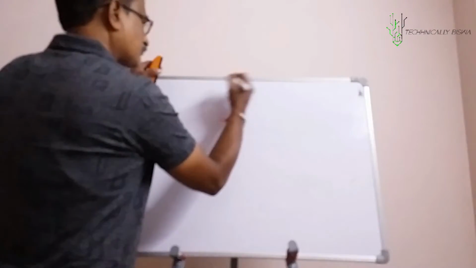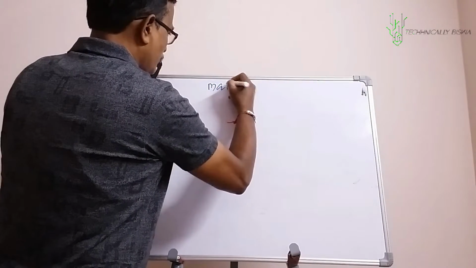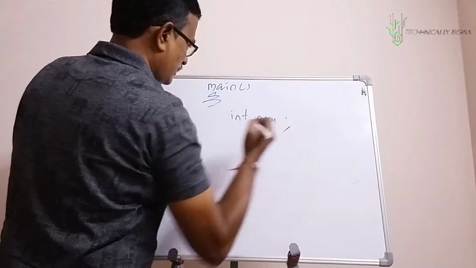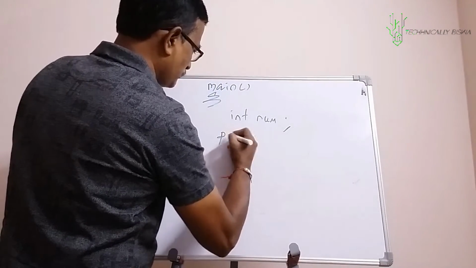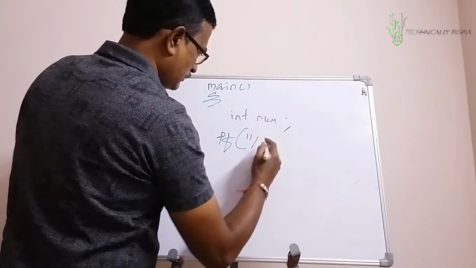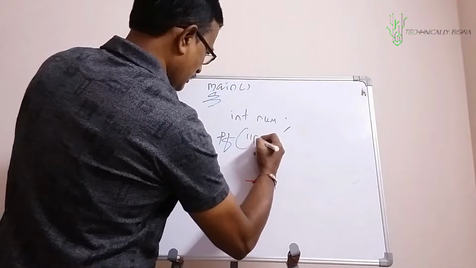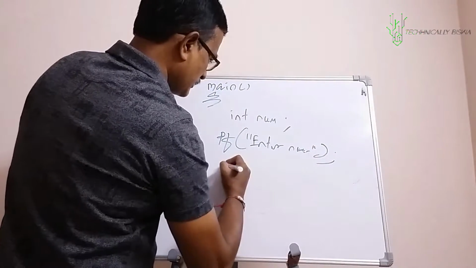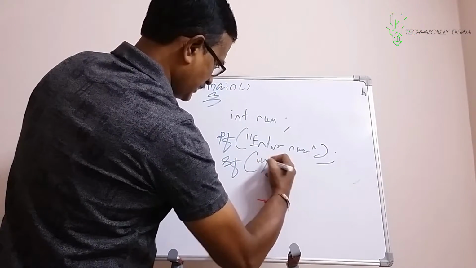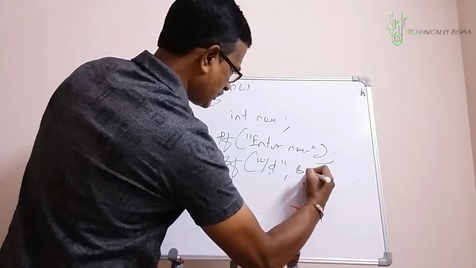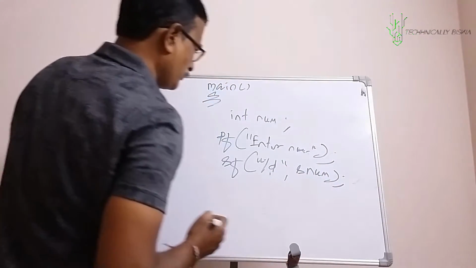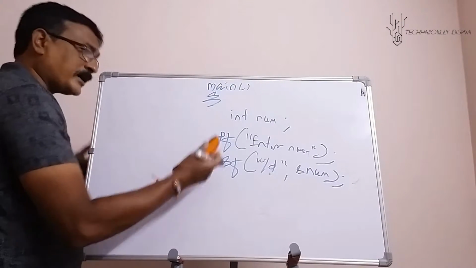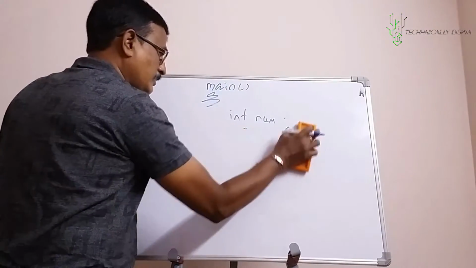No formalities, directly: I will have a main function. I declare an integer num, which I accept from the user. printf a message, "Enter number", then scanf "%d", &num. I got the number from the user. These are the lines; assume we accept a number from the user up to that point.